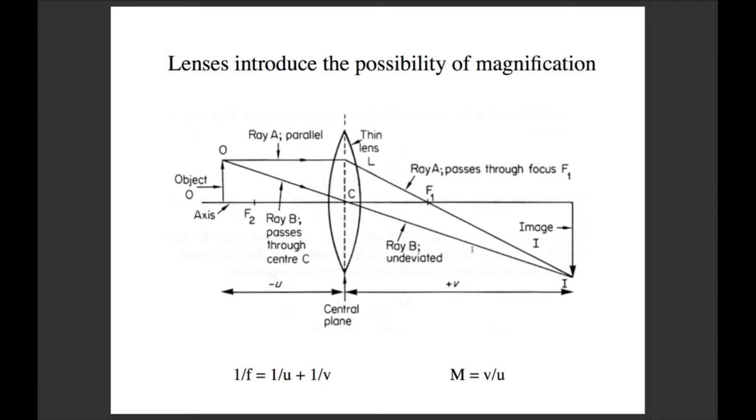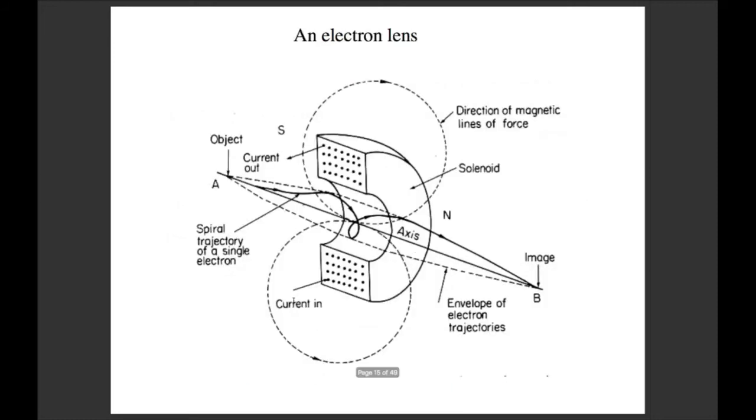I'm not going to go into this in depth, mostly just these two equations below. One is the magnification, which is the length between the central plane of your lens and your image, as a ratio over the length between the central plane and the object. And below that is the thin lens equation, which relates the focal distance to these two lengths. Not super important for today.